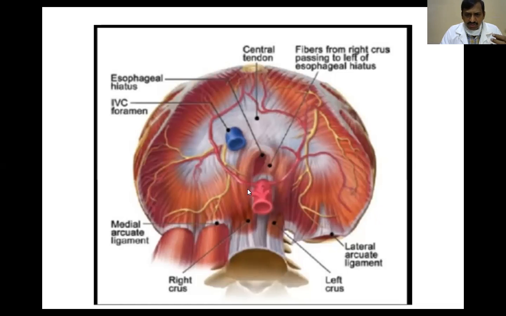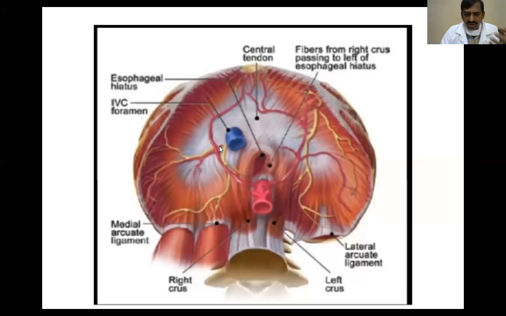Then there are some other small openings. There is a small opening for the phrenic nerves. The phrenic nerves are the main motor nerves of the diaphragm. The peripheral part also receives nerves from the intercostal nerves, and also from the sympathetic chain.